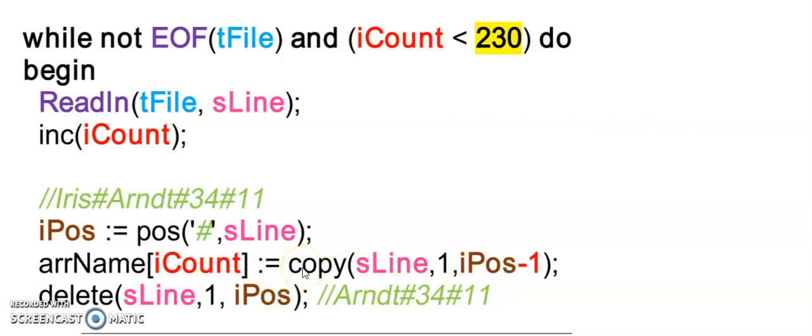Now I'm going to store this Iris value inside of my array called array name, and I have to indicate where it must be stored. I'm going to put in the square brackets iCount, and currently iCount will be 1. Next time I'm looping, iCount will be 2, and so on. The next step is to delete everything, including the hash, so that what my line of code will start with is the surname. So I'm deleting the line from position 1 for 5 characters. So after this line of code, S line would look like this.